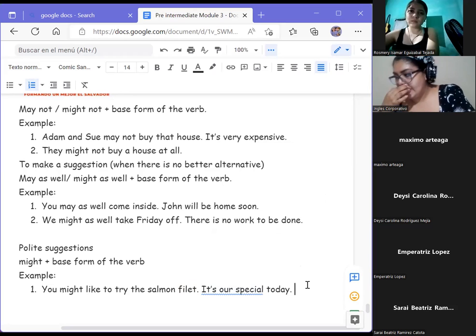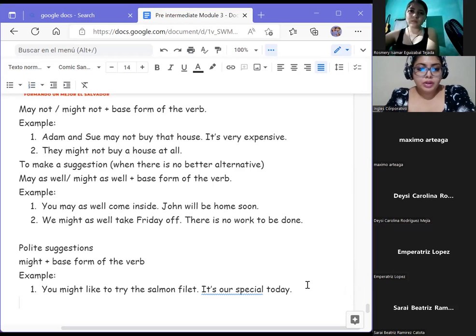It's not like they are telling you to do something. They are showing you that there are some special options that you can have. In this case, it's talking about a specific food. You might like to try the salmon fillet. It's our special today. ¿Te gustaría probar o te gustaría tener el filete de salmón? Es nuestro especial de hoy. So in this case, we are going to sound very polite.